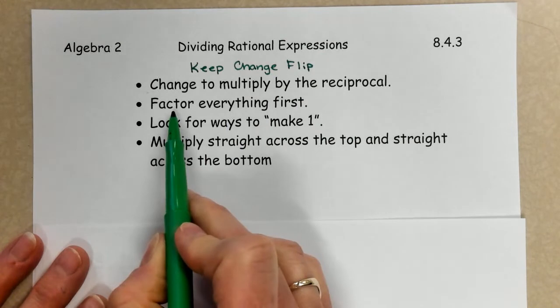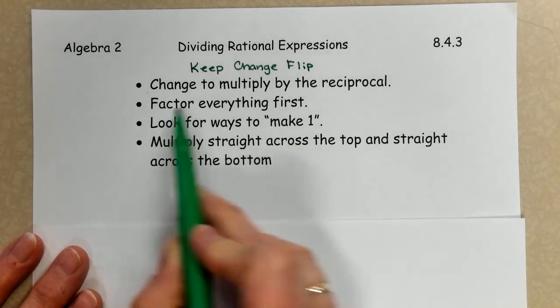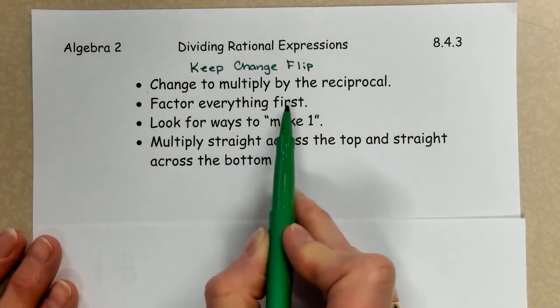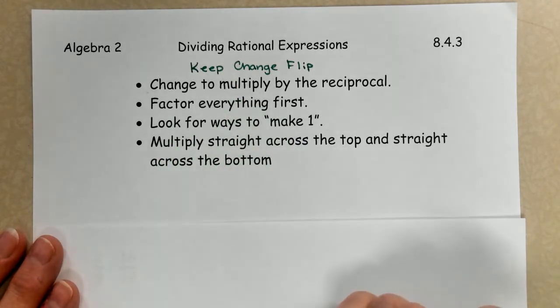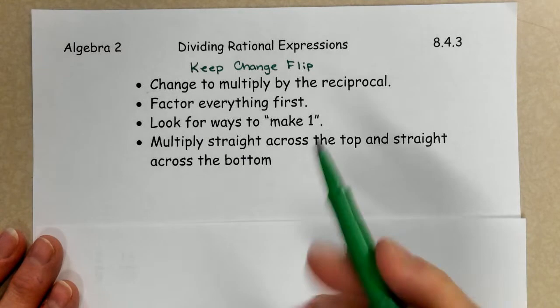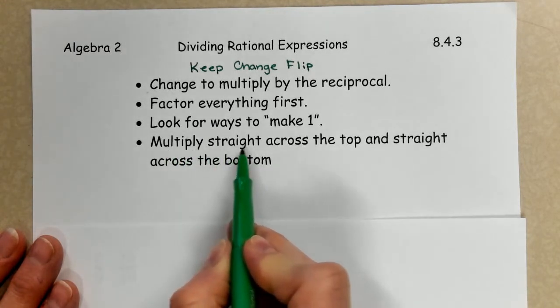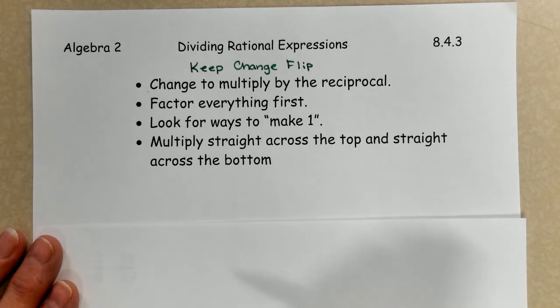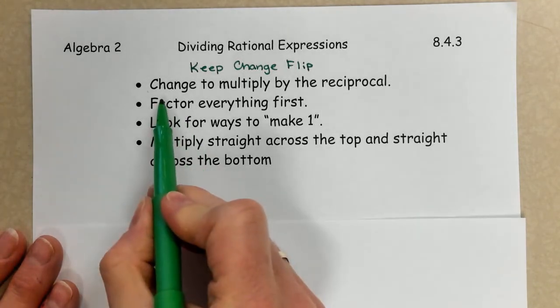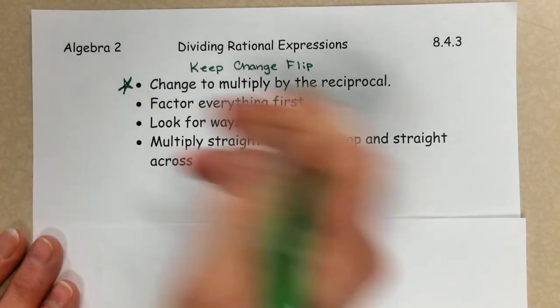Then we're going to do the exact same steps we do for multiplying. We're going to factor everything first. Look for ways to make 1. Anything divided by itself would make 1. We can cross those out. And then we'll multiply the remaining pieces straight across the top and straight across the bottom to get the answer to our division problem. So dividing is nearly the same as multiplying with an extra first step.